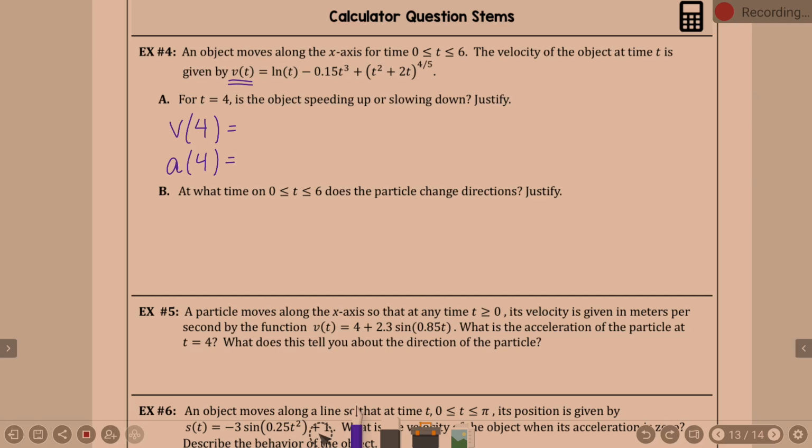Okay. Natural log of x minus 0.5 x to the third plus parentheses x squared plus 2x raised to the 4 divided by 5. Now, because I have pre-calc equations that I don't want to delete before next period, I put mine in y3. Yours is probably in y1, I'm guessing, right?